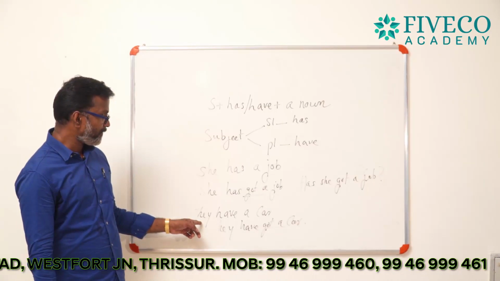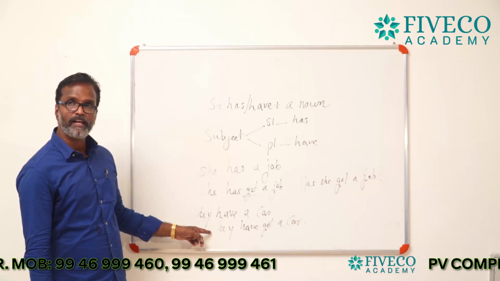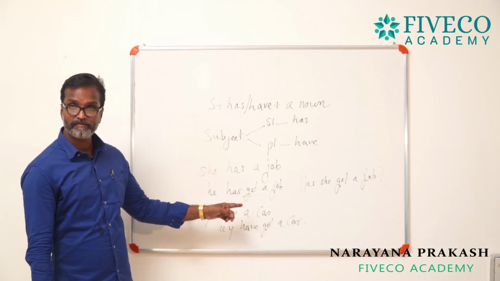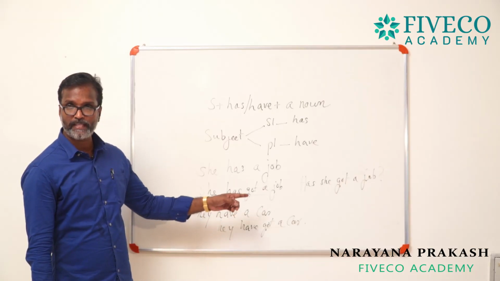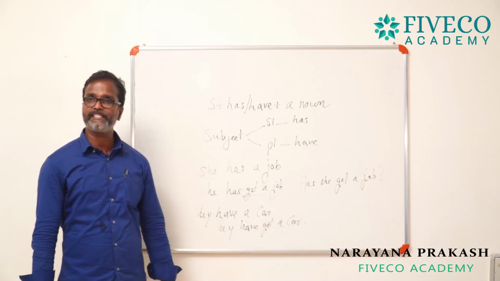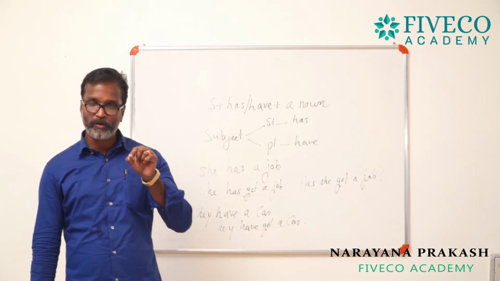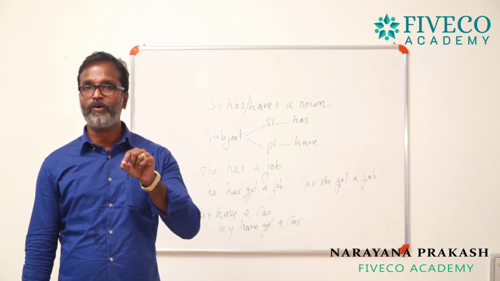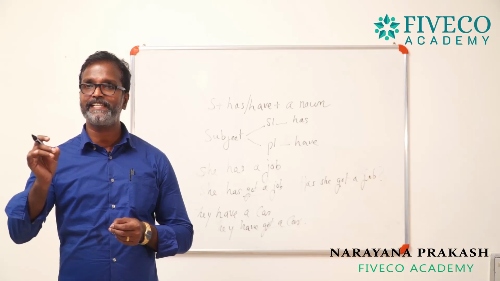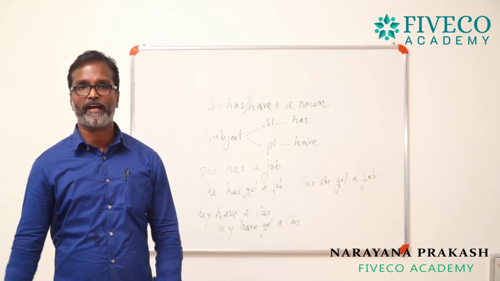And similarly, they have a car. And in spoken English, you can say they have got a car. Have they got a car? So the answer is yes, they have a car. Or otherwise you can say no, they don't have a car. And at that moment you have to use doesn't or don't. If the subject is singular, you can use doesn't have. And if the subject is plural, you can use don't have.